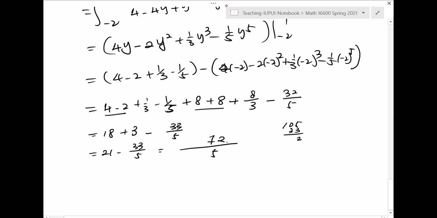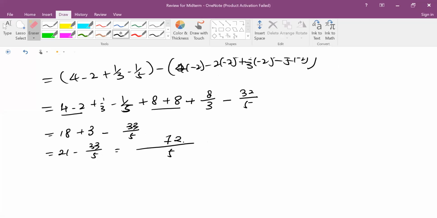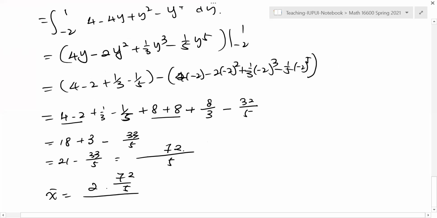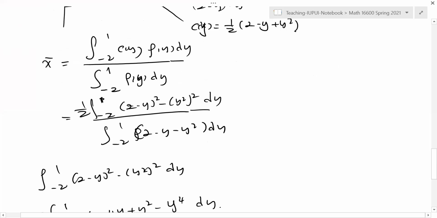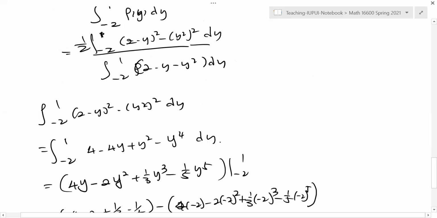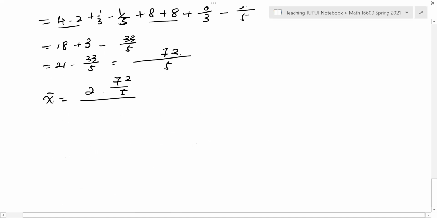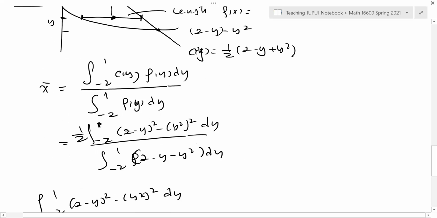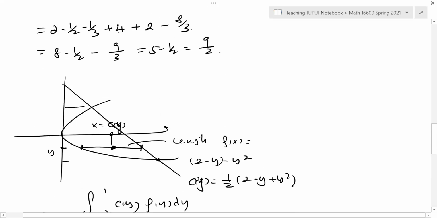Okay, 72. And we have to multiply by 2, right? So my x bar, at the end you double check whether this is a reasonable answer, right? So x bar is going to be twice of 72 over 5. And we also have the same denominator. Oh, it's not twice, it's 1/2. Sorry, it's 1/2, not twice. So be careful. 1/2, and the denominator, it's the same.